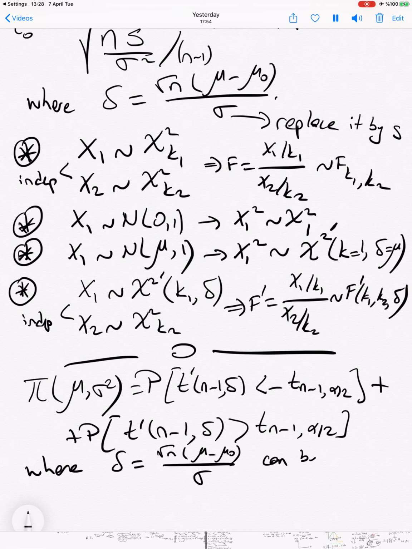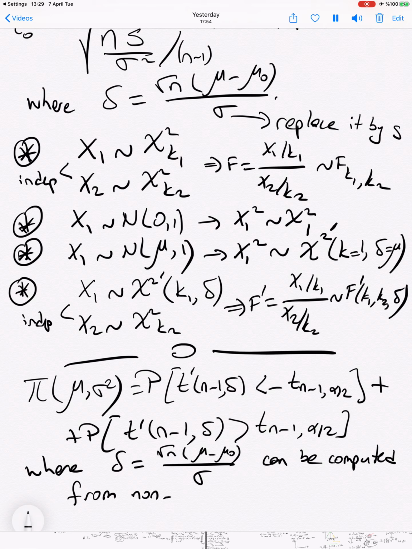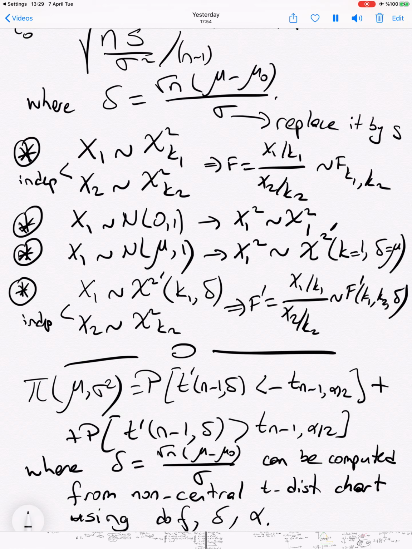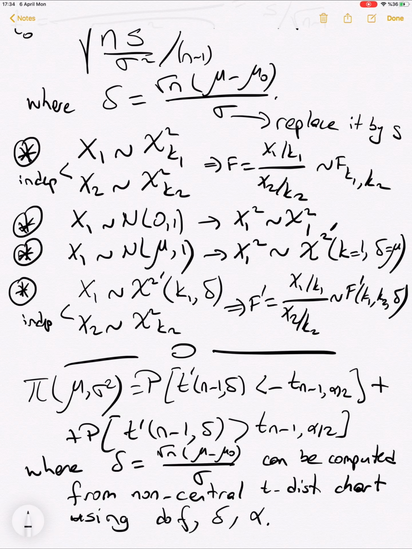This can be computed from the non-central T distribution chart, using degrees of freedom, non-central parameter, and alpha term. Okay, so this is how we derive the power function.